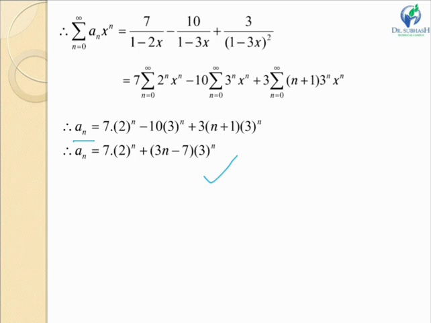So students, here we complete our chapter of recurrence relation, and we have studied 4 different methods to find the solution of homogeneous and non-homogeneous recurrence relations. So you must be clear with the topic.